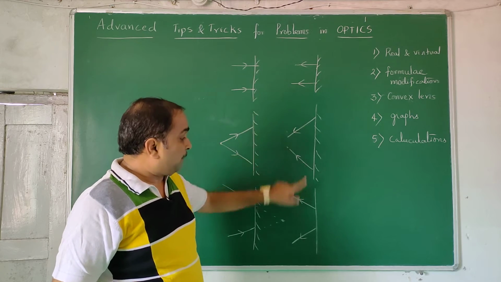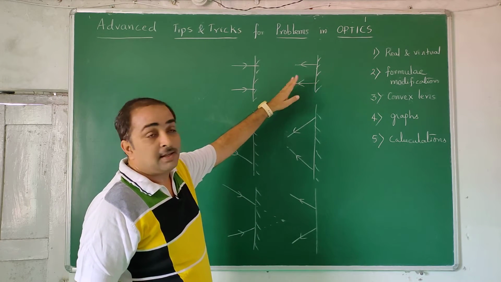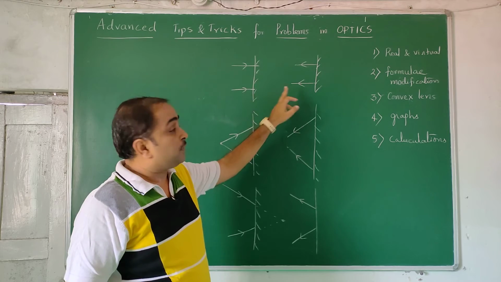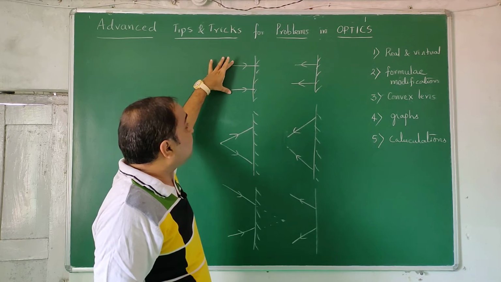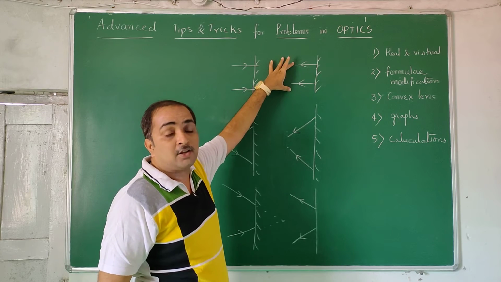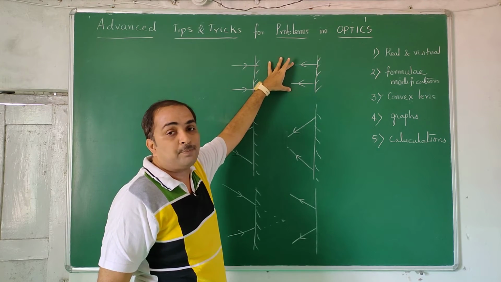Parallel rays, non-parallel rays, both are possible. Parallel rays emerging from the mirror go and meet at infinity. So we say that the image is at infinity. Incident rays are related to the object; emergent rays, which are reflected or refracted rays, are related to the image.